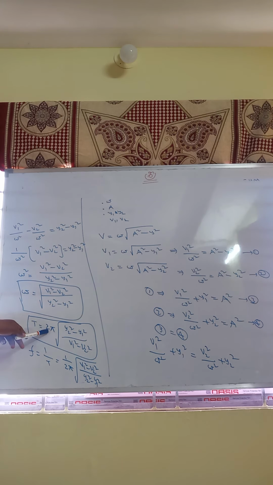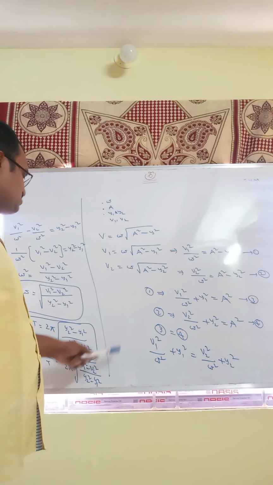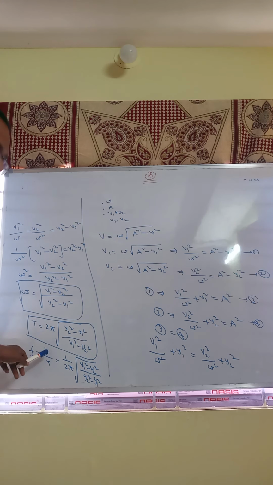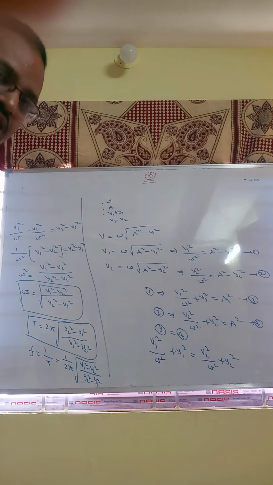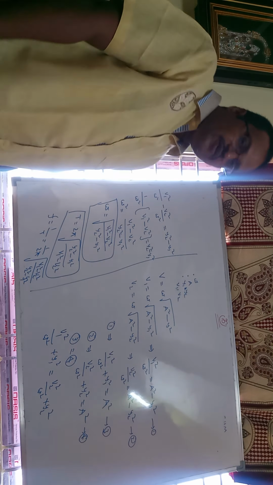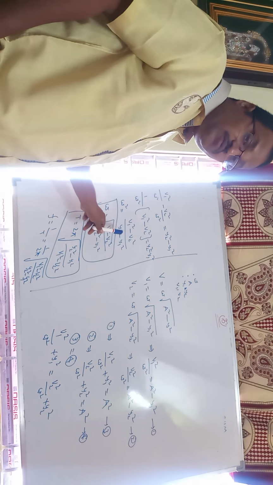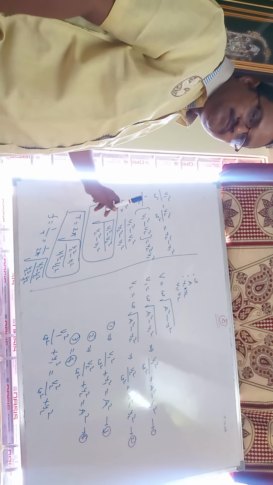Now the time period T equal to 2 pi into root over y2 square minus y1 square by v1 square minus v2 square. Finally, f equal to 1 by T, that is nothing but 1 by 2 pi into root over v1 square minus v2 square by y2 square minus y1 square. So these are the angular velocity, time period and frequency of a particle in SHM. This is the condition. These formulas are very, very important for solving problems.